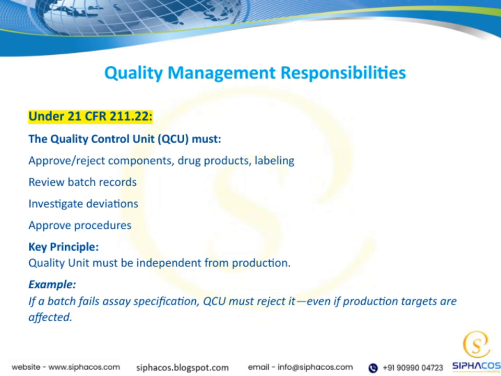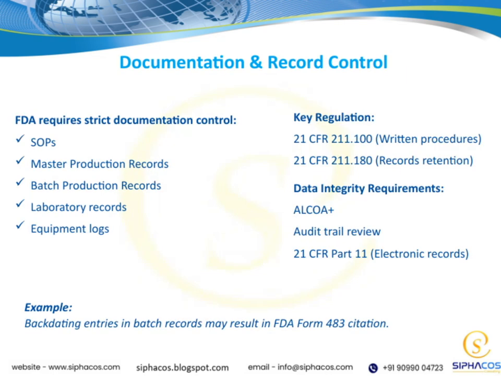Let's talk about documentation and record control, which is a critical part of ensuring compliance and quality in our processes. The FDA is very strict about how we control and maintain our records. This includes standard operating procedures, or SOPs, which outline how we do things consistently. We also have master production records that serve as the master plan for manufacturing, and batch production records that track each specific batch. Laboratory records are essential for documenting testing and results, while equipment logs help us monitor the status and maintenance of our equipment.